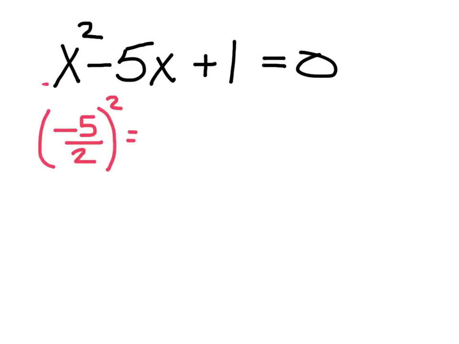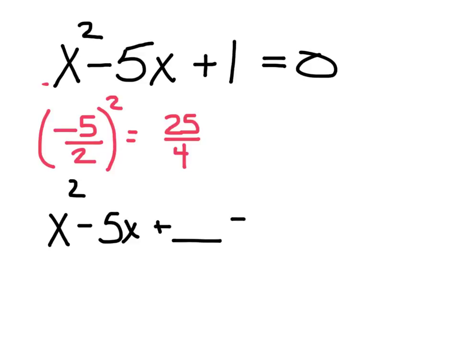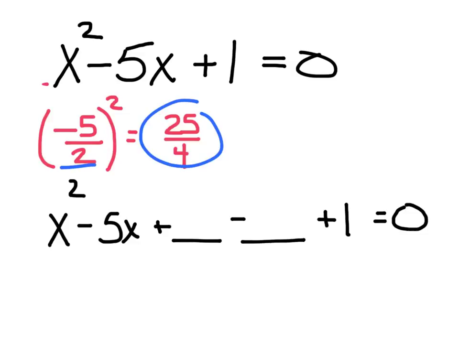Okay, you don't even need a calculator to square. Square the top, square the bottom. I get a positive 25 over 4. So that is the number I'm going to add and subtract. So it's x squared minus 5x plus this number minus this number plus 1 equals 0. All right, I cut my number in half. I squared it. That's what's going in here. 25 over 4 and 25 over 4.